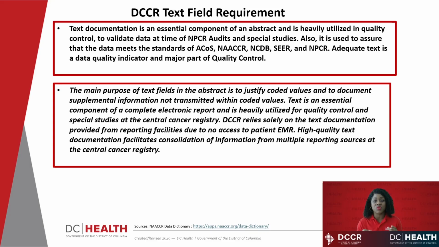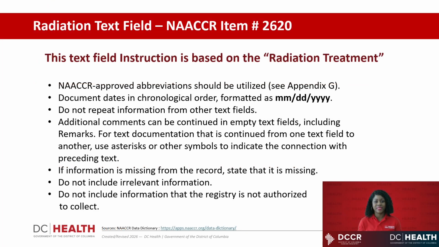At the Central Cancer Registry, we rely on high-quality text documentation from reporting facilities, especially since we do not have access to the patient EMRs for accurate consolidation, quality control, and special studies. When documenting, we have specific instructions on how to document this field correctly. Use NAACCR-approved abbreviations. Refer to NAACCR recommended abbreviations for abstractors, Appendix G. Include information relevant to the patient treatment. Document dates in chronological order formatted as month, date, and year. Do not repeat information from other text fields.